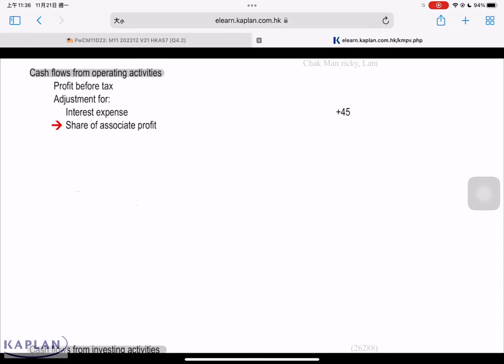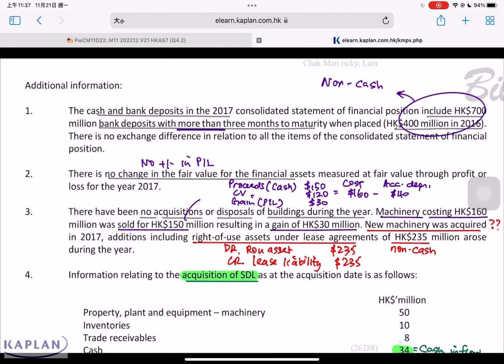Share of associate profits. In the profit and loss, we share profit with plus. Now we have to take it out, we have to minus 105. And for this question, I understand that there's a gain on disposable of PP. There's a gain of $30. This gain of $30 is a non-cash item.